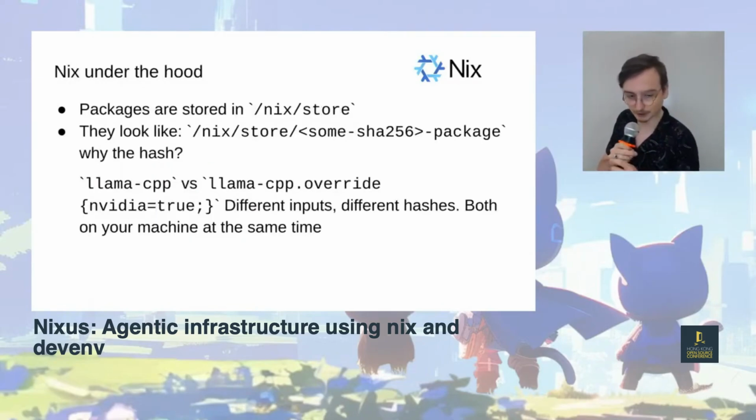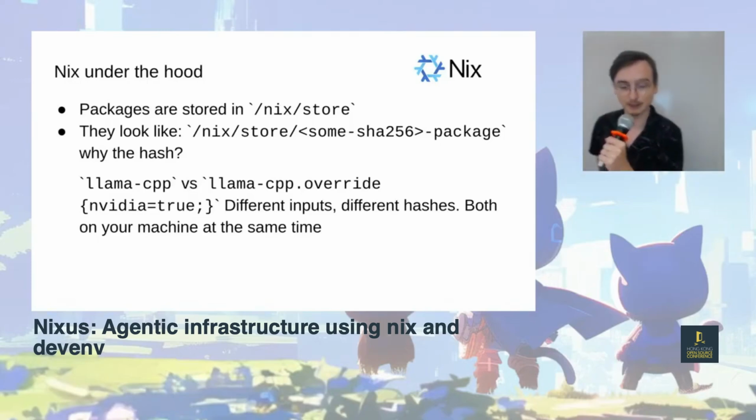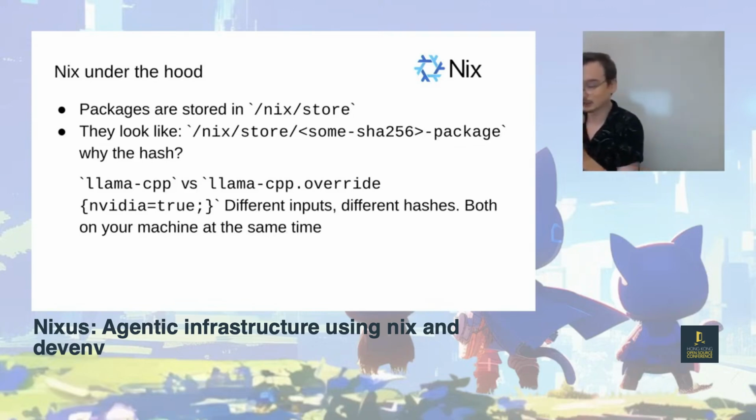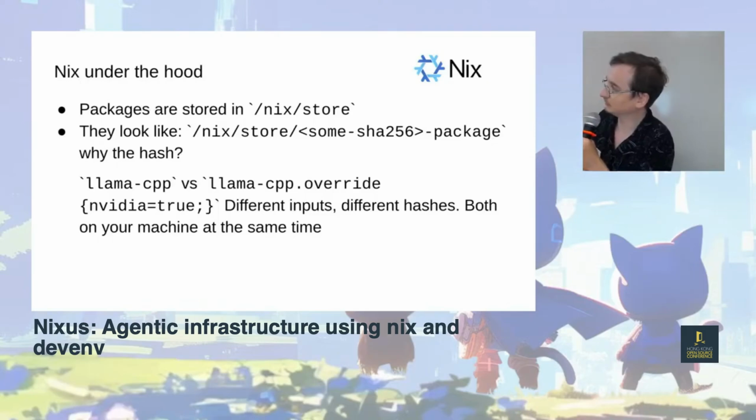How does it work? Well, under the hood, Nix stores all these packages under /nix/store, and you'll see a lot of weird packages with some SHA hash, and then dash package name. So what's with the hash? If you've ever built something like llama-cpp, you'll have your AMD build, you'll have your CUDA build, and they install in the same space.